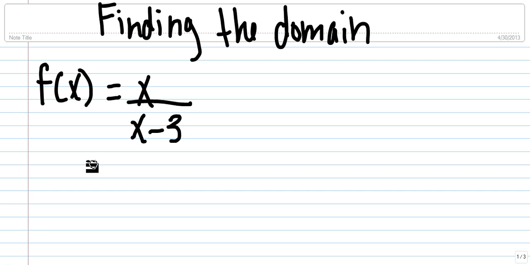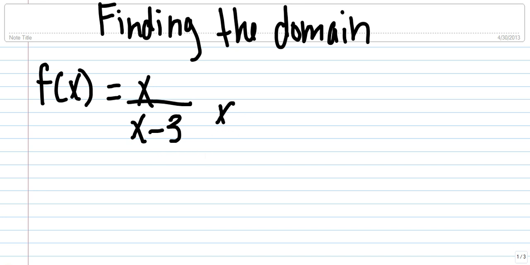Okay, we want to figure out what will make this undefined. Now, the definition of undefined is when your denominator equals 0. That's on the bottom. We don't want the bottom to be 0. So I gave you this one to start off with. x minus 3. What number, if I put right here for x, will make that whole bottom 0? Well, if you think about it, 3 minus 3 is 0.